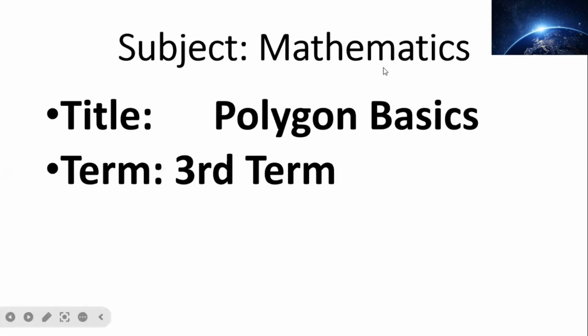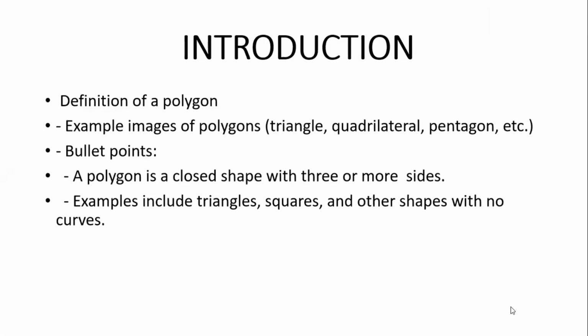So we are treating polygons. Let's make a review of what a polygon is. A polygon simply means an enclosed shape with three or more straight sides. So any shape at all that has three or more sides is called a polygon.